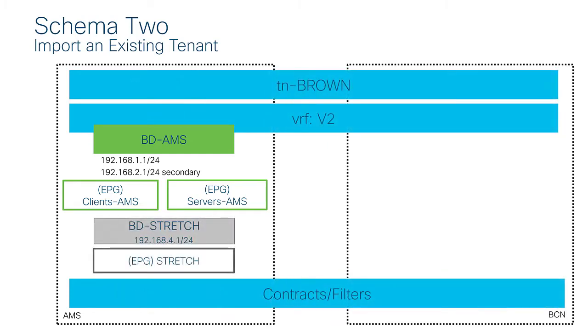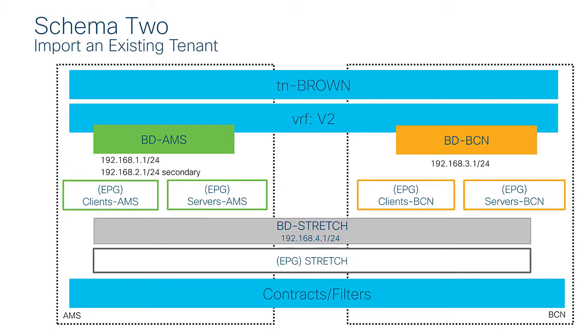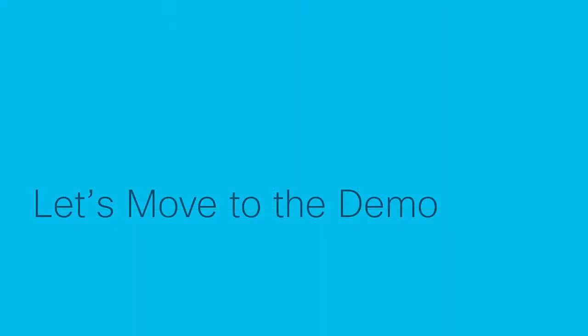I'll take the common objects, the tenant, the VRF, and the contracts and filters, and I will extend them to live across both my sites, Amsterdam and Barcelona. Then I'll create some Barcelona or site 2 specific objects, bridge domains, EPGs, etc. And then I'll show you a third example where I take the BD stretched and EPG stretched that I imported into Tenant Amsterdam, and I will actually stretch them across to live in both Amsterdam and Barcelona and show you just how easy that is. Okay, and with that understanding, let's actually move to the demonstration part.